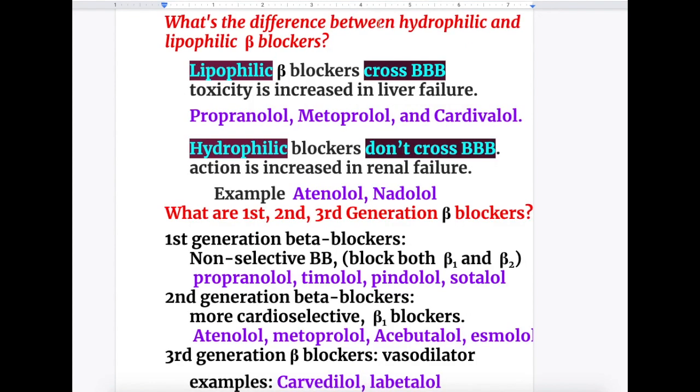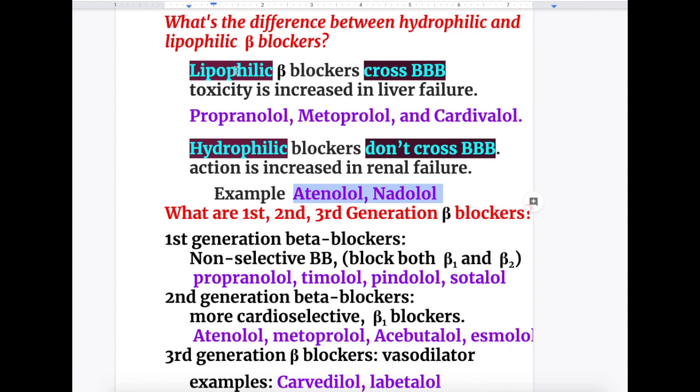So what's the difference between hydrophilic and lipophilic beta blockers? The lipophilic beta blockers cross the blood-brain barrier and their toxicity is increased in liver failure. The examples of lipophilic beta blockers are propranolol, metoprolol, and carvedilol. Whereas hydrophilic beta blockers don't cross the blood-brain barrier and their toxicity is increased in renal failure. Examples of hydrophilic beta blockers are atenolol and nadolol.